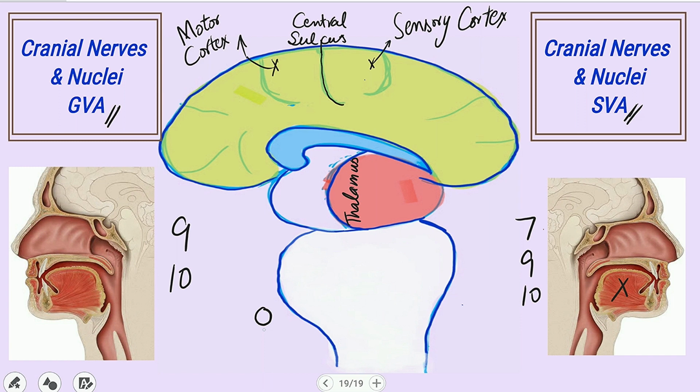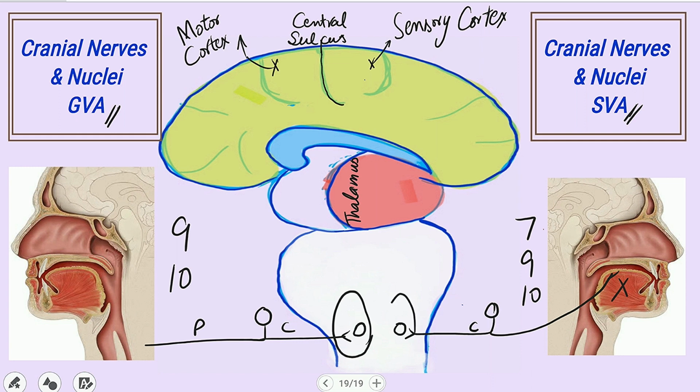The first neuron is a pseudounipolar neuron with a peripheral process and a central process that gains access inside the brainstem. In the brainstem, this central process will synapse with the second order neuron, and this second order neuron in the brainstem will be named as the nuclei. The general visceral afferent nucleus is known as the solitary nucleus, while the special visceral afferent nucleus is known as the gustatory nucleus.